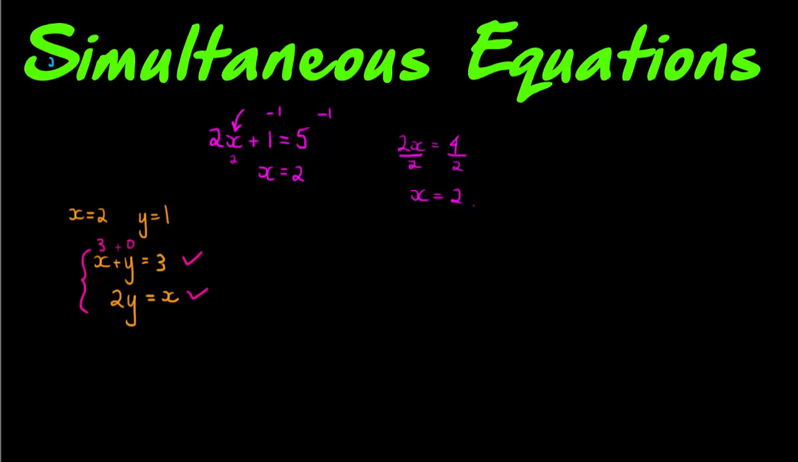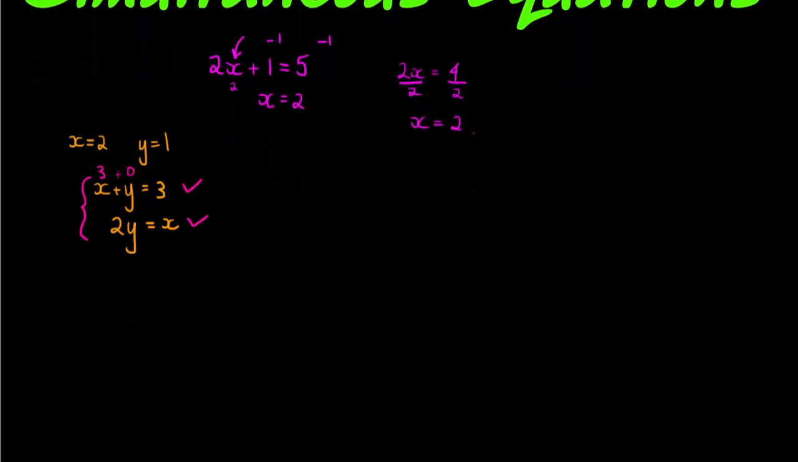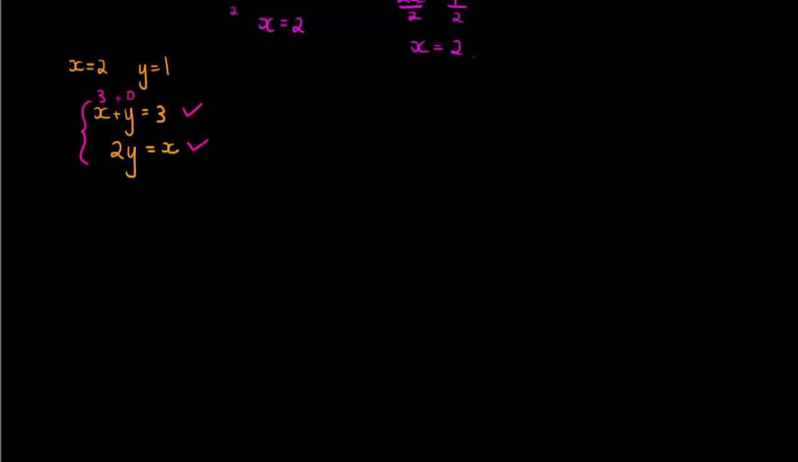So how would we do it? Well, I'll give you the broad overview first. What you want to do, or actually the goal, is to get an equation with one unknown.